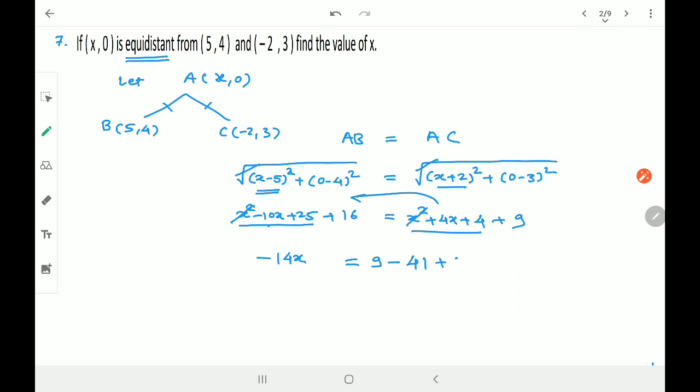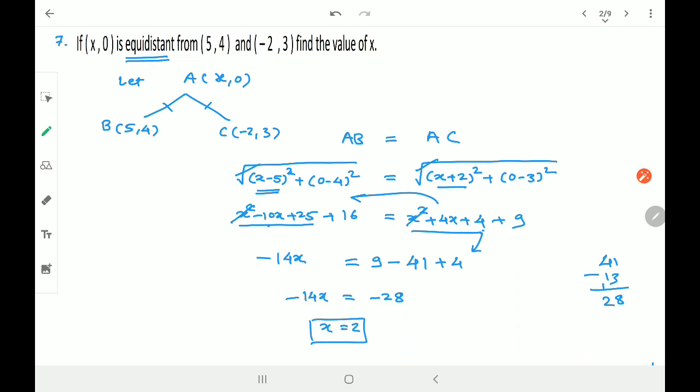And plus 4 as well. Okay, we have plus 4 here. So minus 14x equals 41 minus 13, that is minus 28. 11 minus 3 is 8, 1 carry 2, 8. So it is going to be minus 28. So I get x equals 2. That's it. My answer is done.